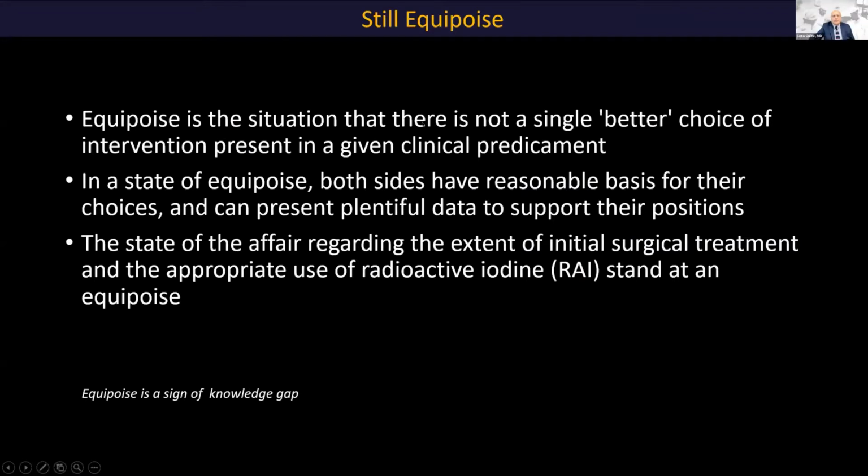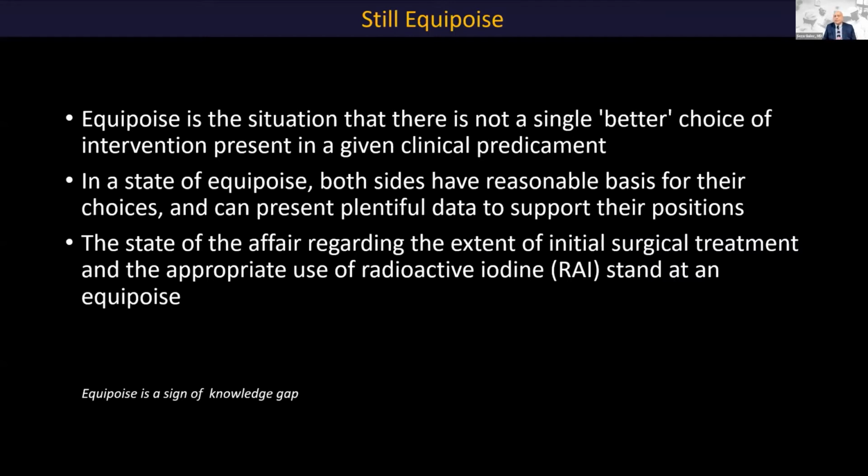Well, we still have an equipoise when it comes to the initial surgical treatment and initial radioactive iodine treatment of thyroid cancer and the subsequent treatments as well. Equipoise is what I prefer instead of saying controversy.